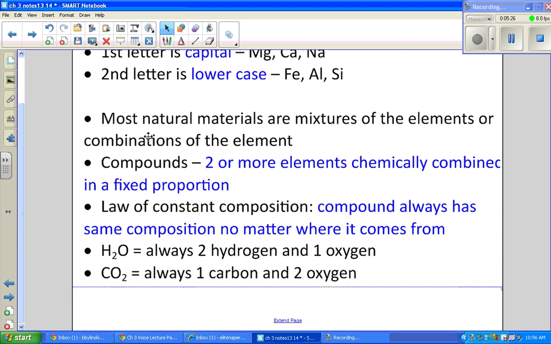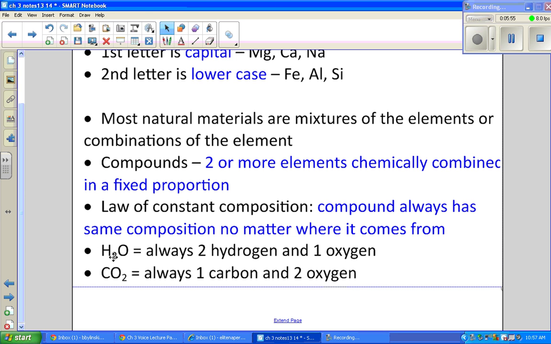Okay, and then we finish up here. We taught you in the last chapter that elements or compounds are pure substances. So we've been talking about elements. They're on the periodic table. But make sure you remember that a compound is two or more elements chemically combined. And you need to remember they're combined in a fixed proportion because this is actually a law. So if you look right here, it says the law of constant composition. A compound always has the same composition no matter where it comes from.